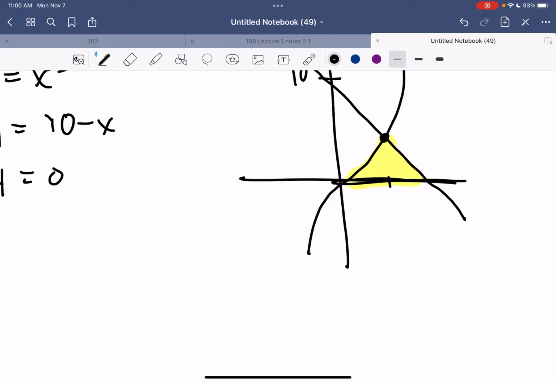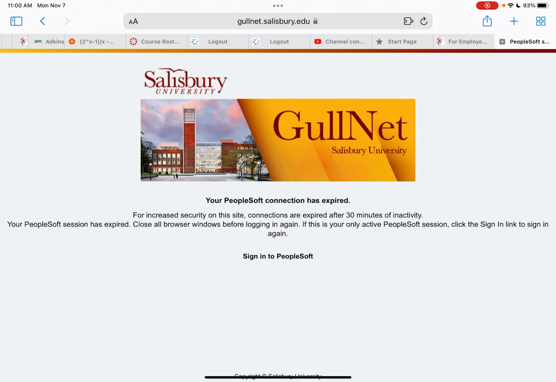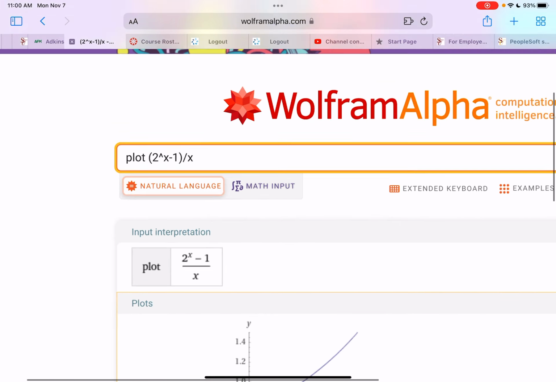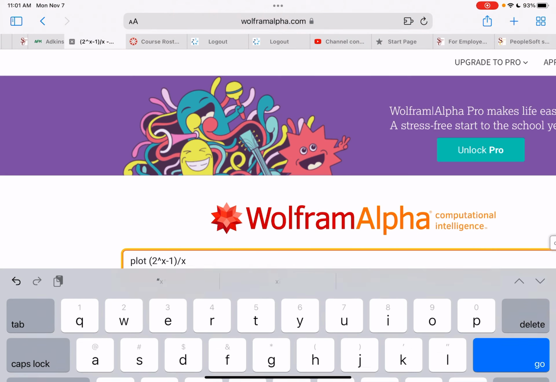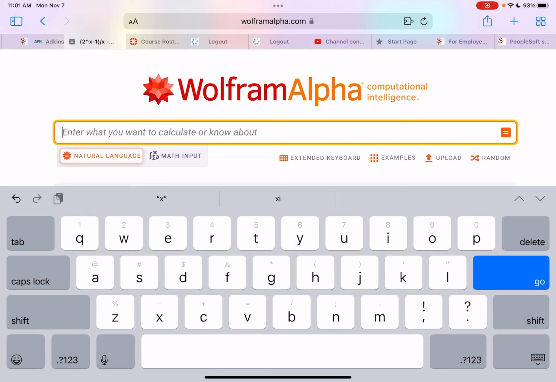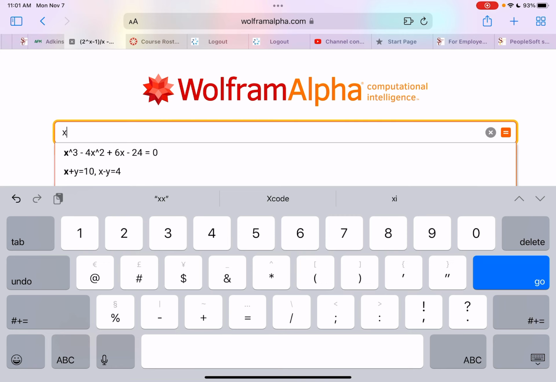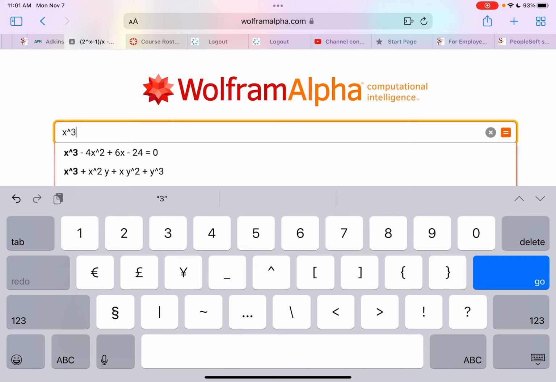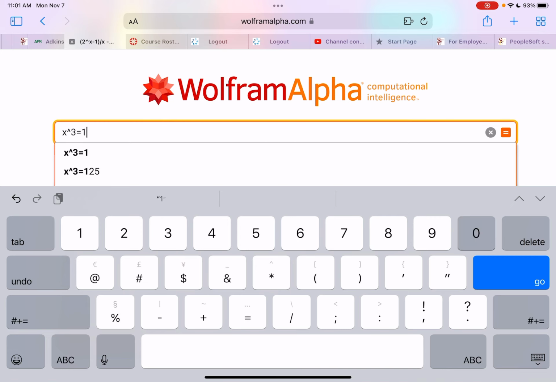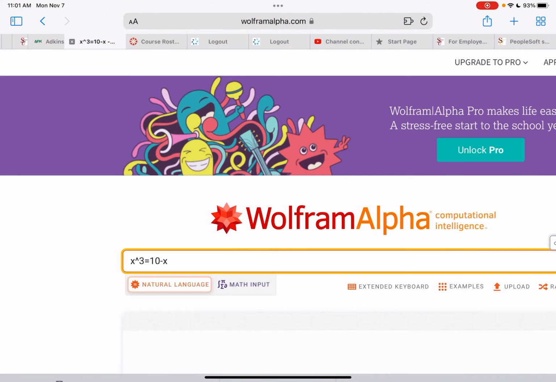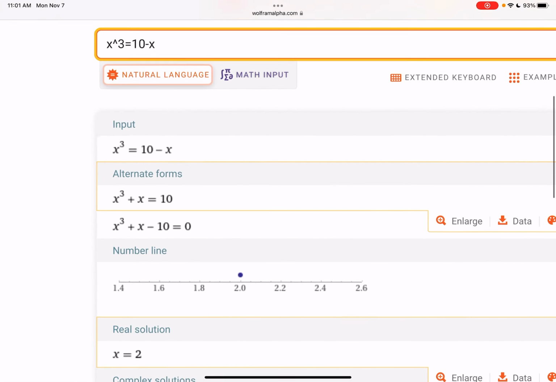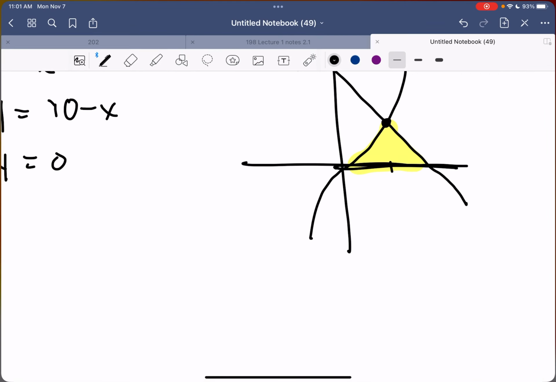Regardless of what happens. So I'm just going to go, these are cubes, so I'm going to go to Wolfram Alpha real quick and have them solve that for me. So I want to set x cubed equal to 10 minus x and let them solve that for me. And you get x equals 2. Okay, so this point is 2.